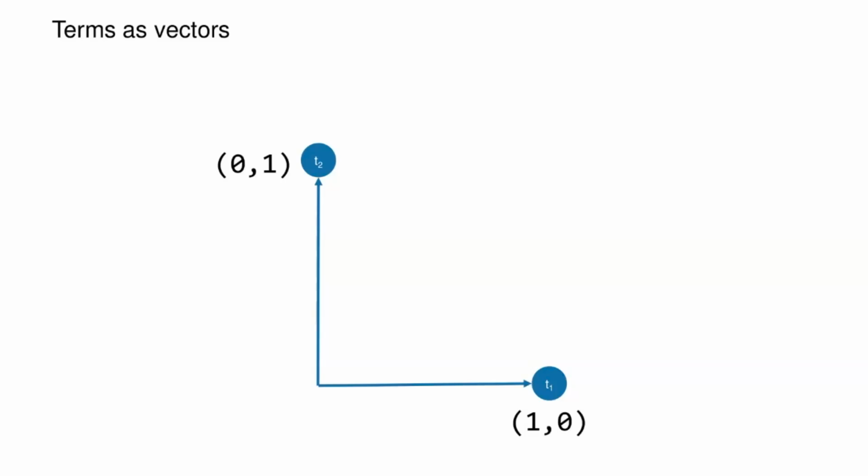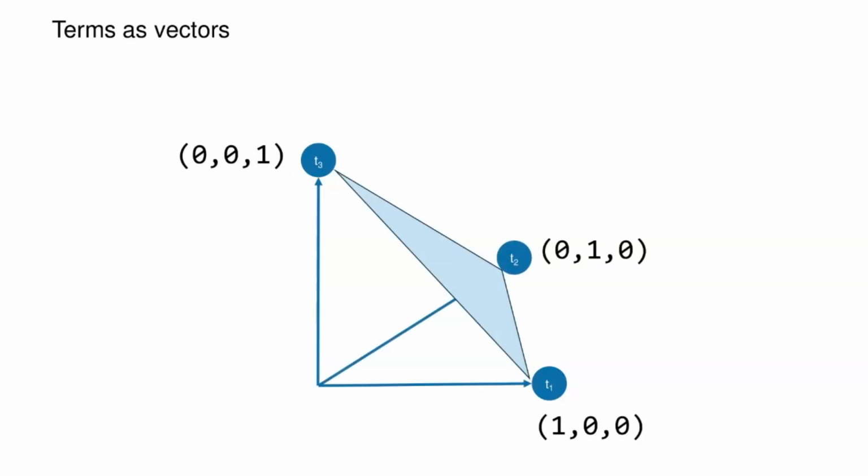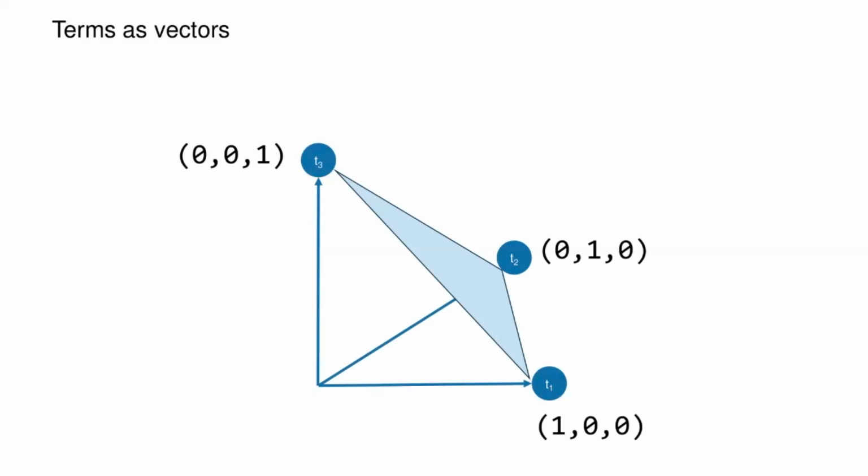Now, if I generalize that to 3 dimensions, it looks like this, right? I have 0, 0, 1, 0, 1, 0, 1, 0, 0, right? So it looks like a triangle now. So before it was just a line. Now it's a triangle.